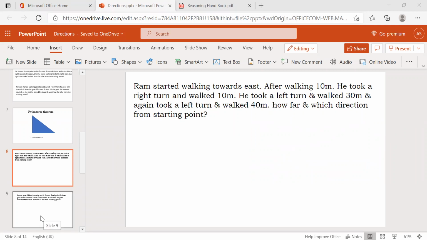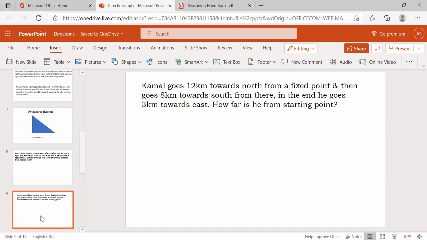Now, move to the second question. Kamal goes 12 kilometers towards north. Always you just think, first of all, you just take the origin point, and from here, Kamal goes 12 kilometers towards north from a fixed point. Fixed point is nothing but this one, this origin. Okay, from here, how many kilometers does he go? 12 kilometers.